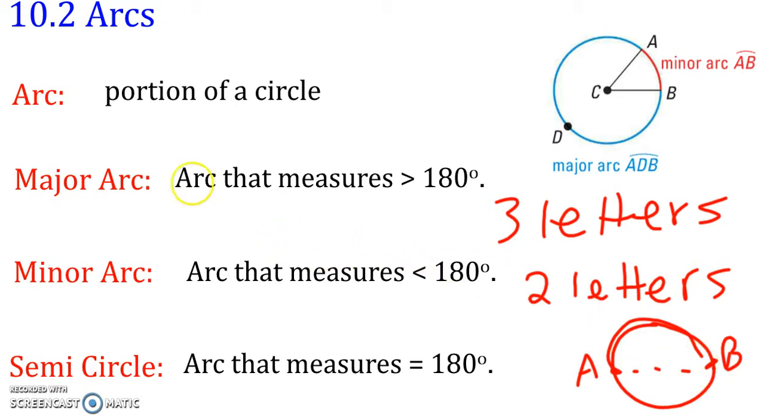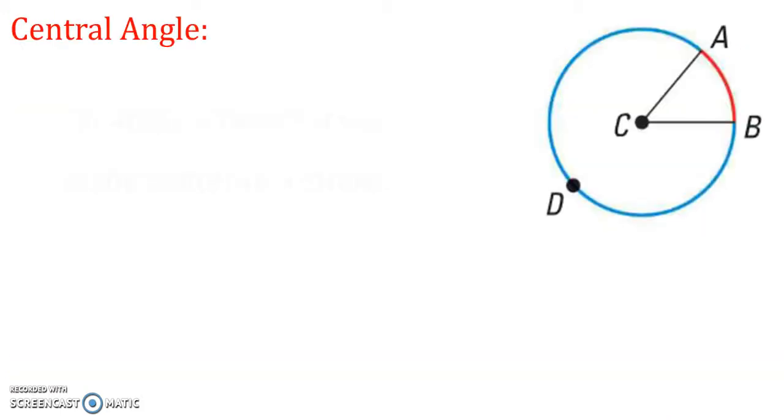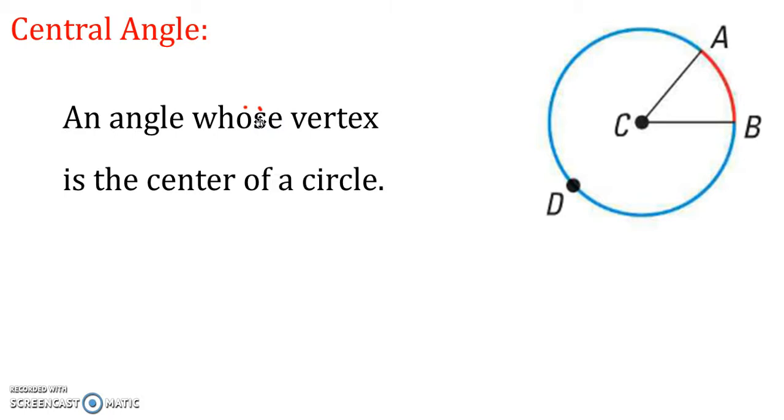Okay, so once we know our arcs and our major arcs and minor arcs, we're able to find them using the letters. The next thing we need to know is a central angle, and a central angle is simply an angle whose vertex is the center of the circle. So in this case, the central angle in this problem would be angle ACB or BCA. What we also need to know is that the measure of that central angle, ACB, this angle right here, is the same measure or degrees as arc AB.